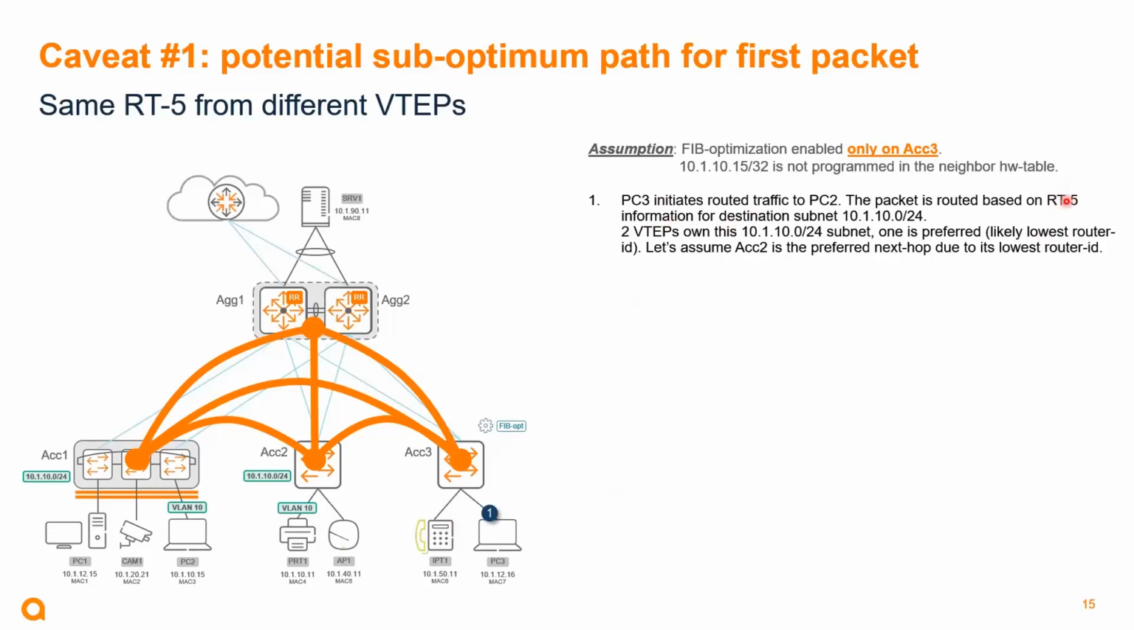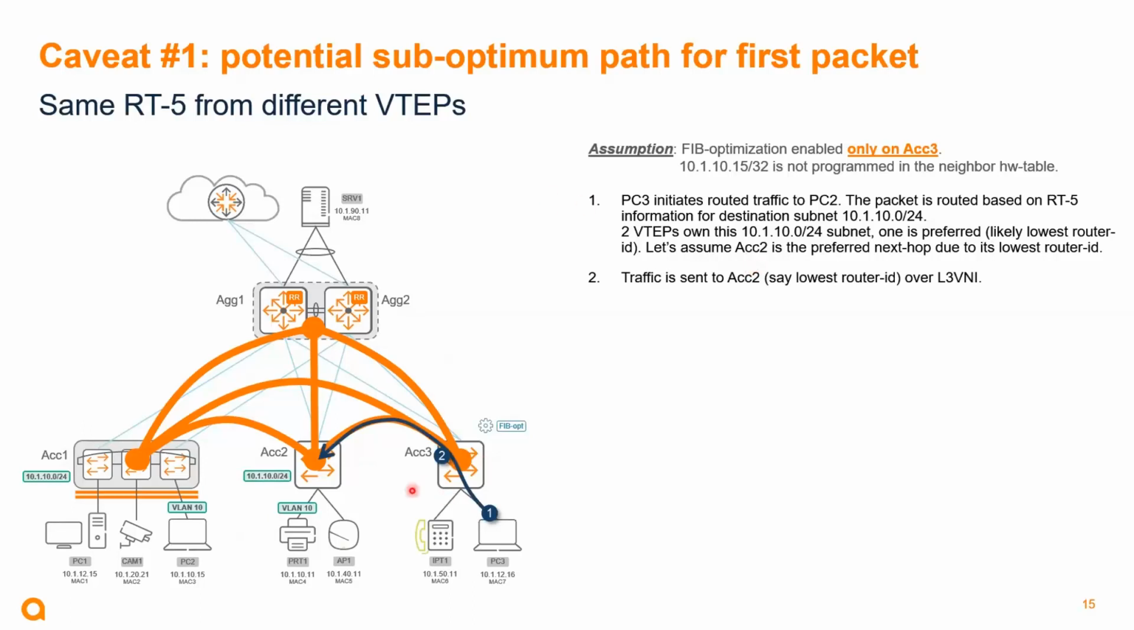The packet is routed based on route type 5 information for the destination subnet, which is that class C here, to VTEP access 1. You can see here I put the subnet 10.1.10.0/24 on access 1 and on access 2. So there are 2 candidates for that destination. It is the lowest router ID that is most likely the one that will be preferred in the BGP decision tree. So it can be access 1 or access 2. Let's assume this is access 2 for educational purposes.